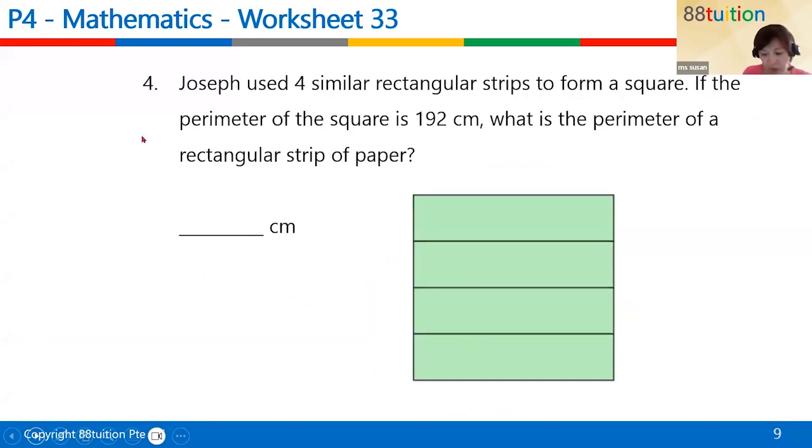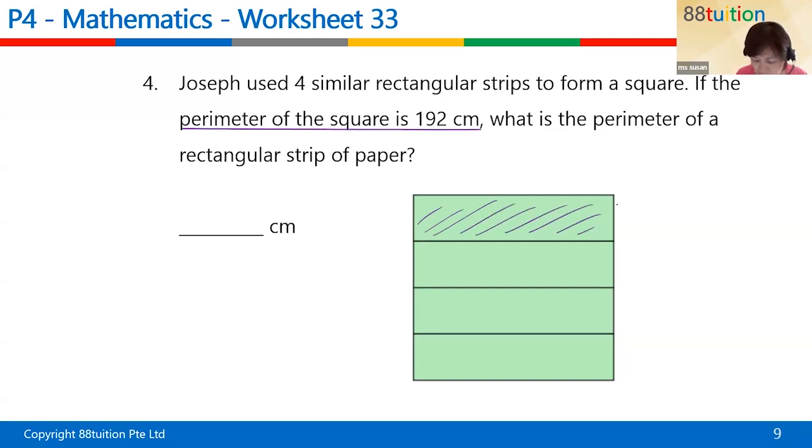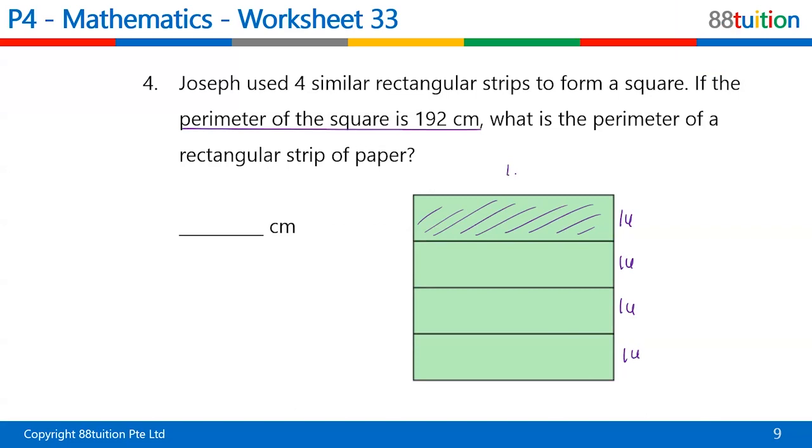Question number 4. He used 4 rectangular strips to form the square. And if the perimeter is 192, what is the perimeter of the strip? Refer to this one. This is called one strip. And 4 strips means it will form a square. So you have 4 sides, meaning if this is 1 unit, the breadth of the rectangle must also be 1 unit. So 192 divided by 4? Yes, but why divide by 4? Because it forms a square with 4 rectangle strips.